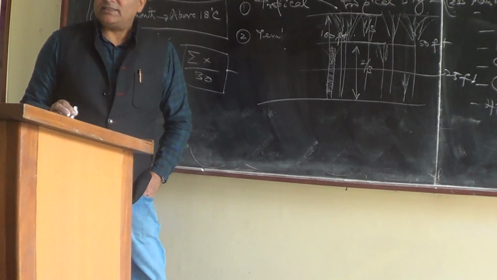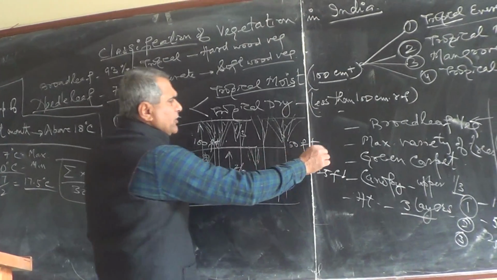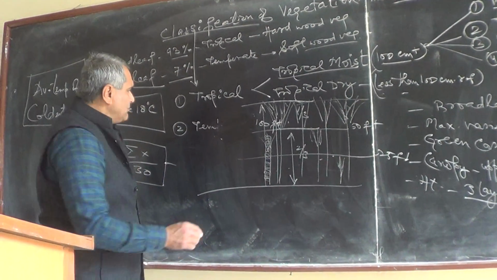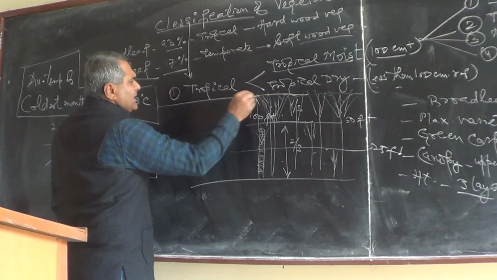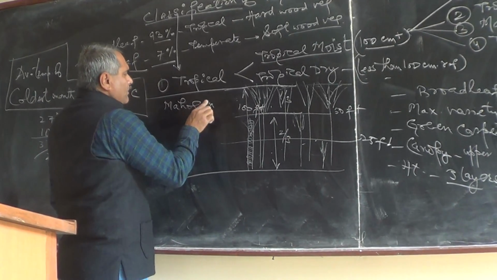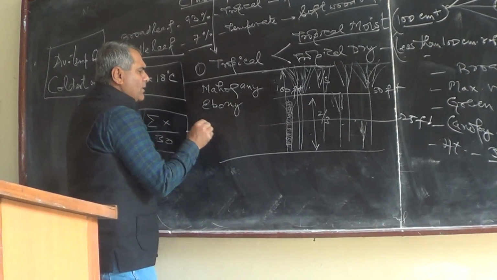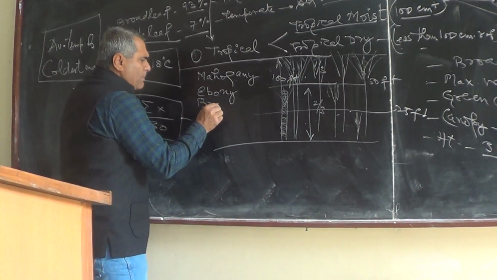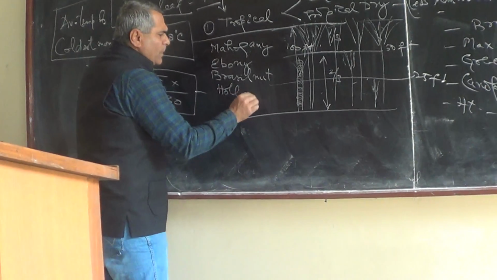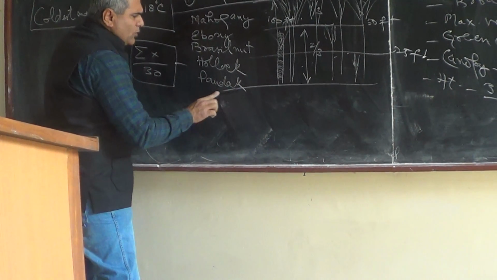Apart from that, the most important character of this equatorial tropical evergreen rainforest is that they have the parasites. Maximum variety, I said, is the maximum variety of trees. Every tree is of a different type. Can you name some trees? Like mahogany, ebony, Brazil nut, oak, or toon.